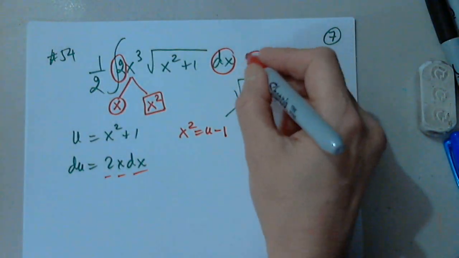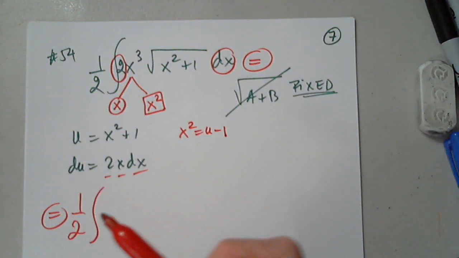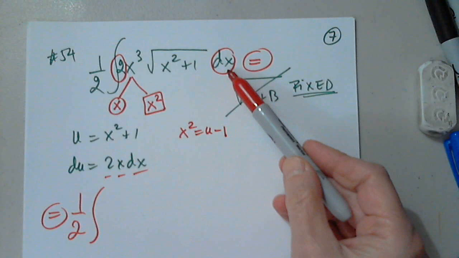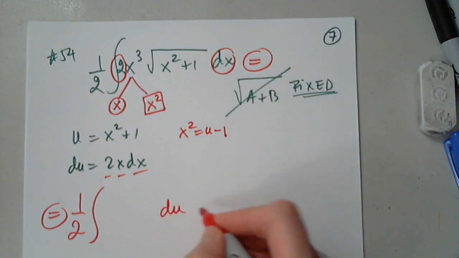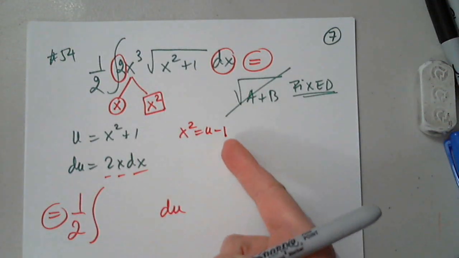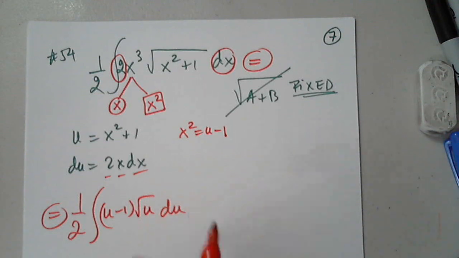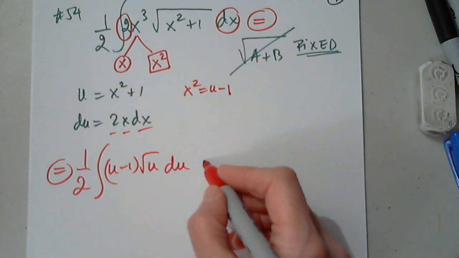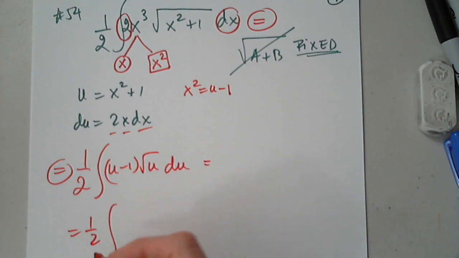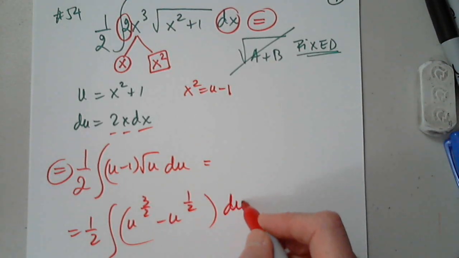So let's see what we have. The 1/2 has to stay. The 2x and dx is du. The x squared left over will be changed into u minus 1, and this is the square root of u. And from here I have 1/2 the integral of, it's 1 plus 1/2, so u to 3/2 minus u to 1/2 du.